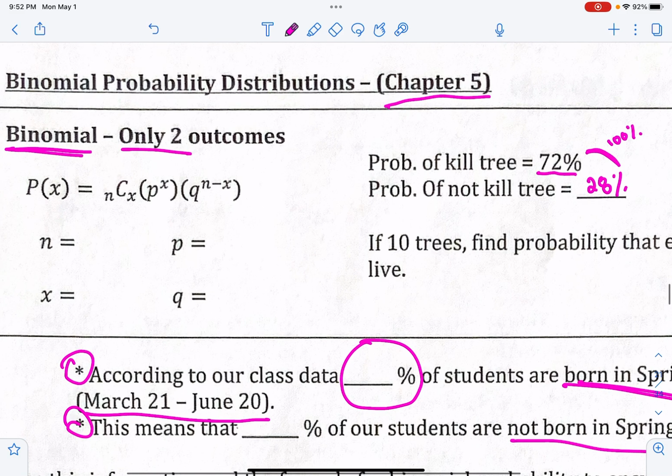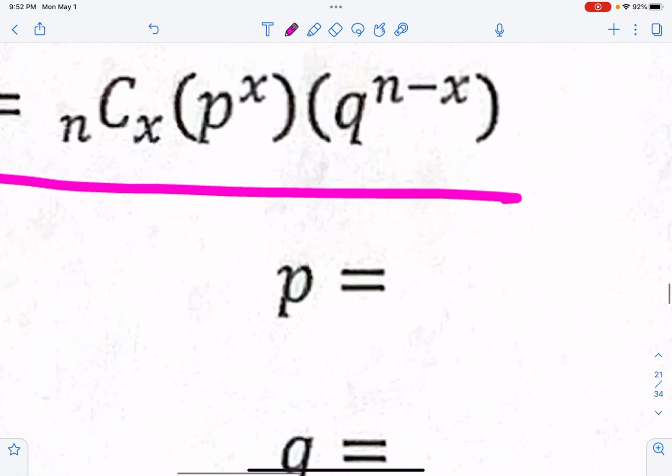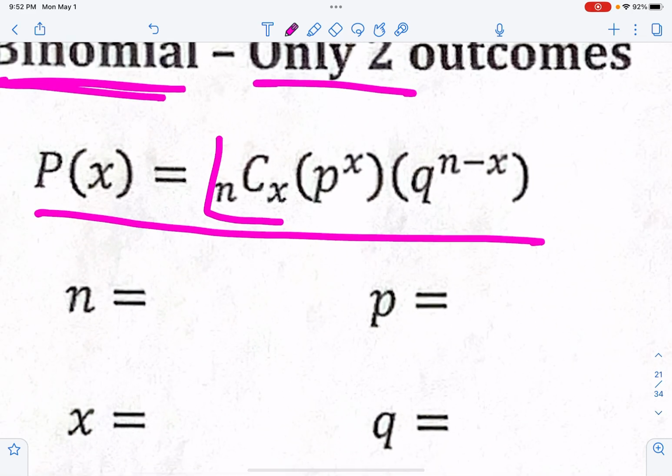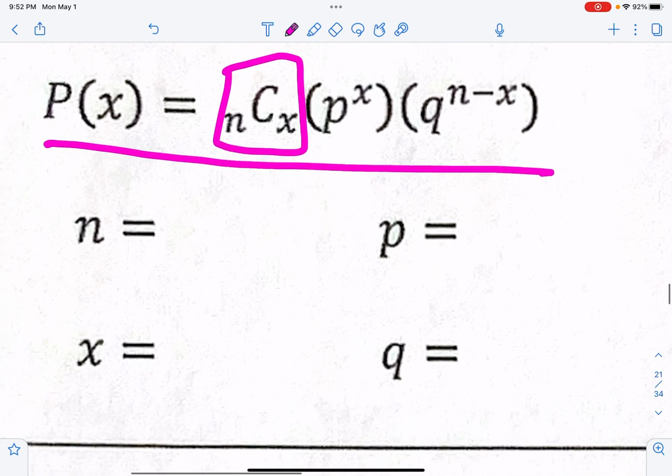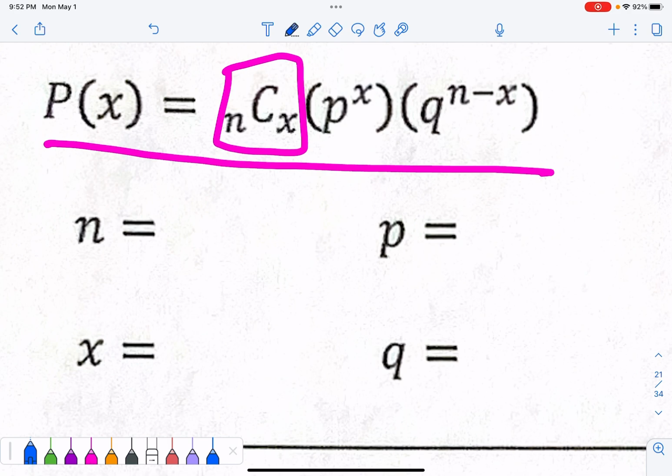From there it just boils down to this formula that we're going to talk through. There are 3 pieces to this formula. We have nCx. When we did this chapter, we talked about the variable x, and instead of using x, they often use r. So if you want to use r, you can use r instead of x. I don't really care. But nCr, p to the r, q to the n minus r. We'll talk about what those things are.